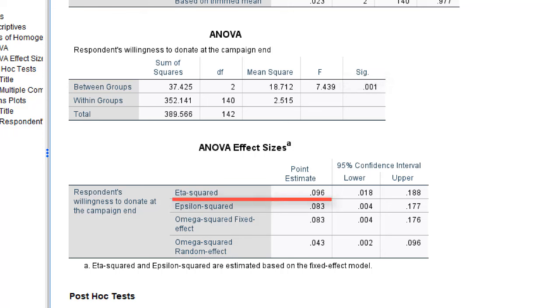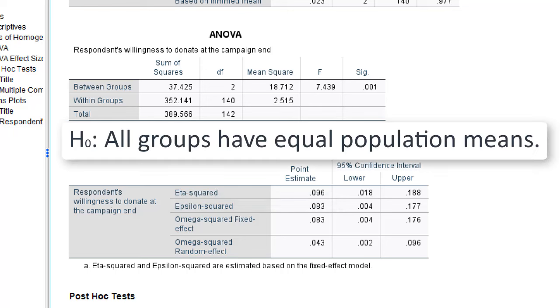Eta squared tells us the size of the differences between the groups. It is 0.096 here. So, if we know the endorser seen by a respondent, we can predict nearly 10% of the differences in willingness to donate among respondents. If you are working with SPSS version 26 or older, you must calculate eta squared by hand, which is explained in another video.